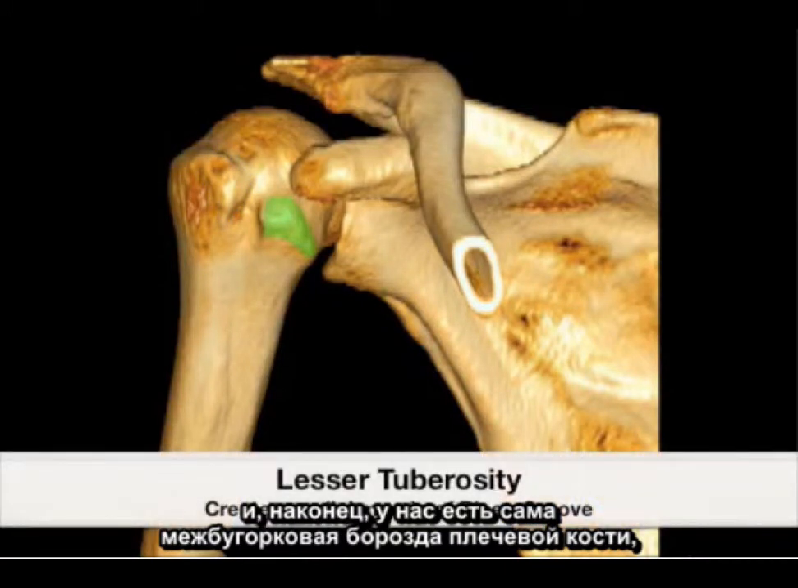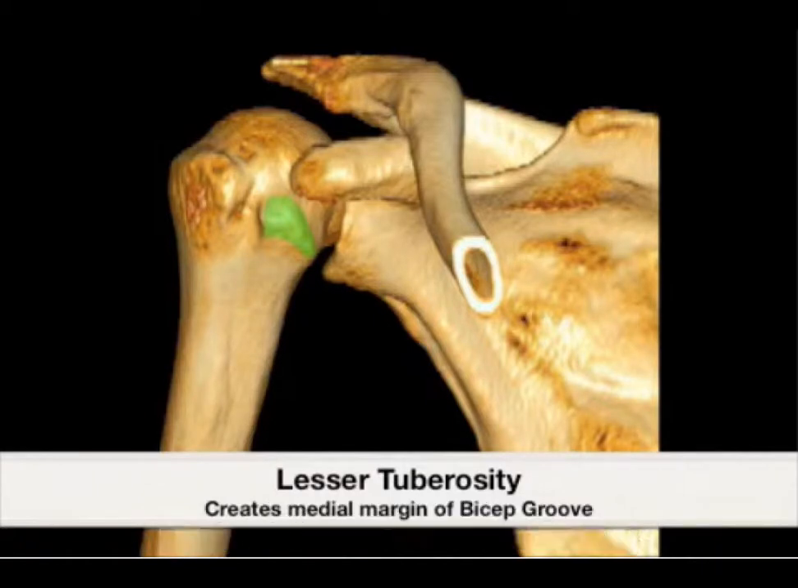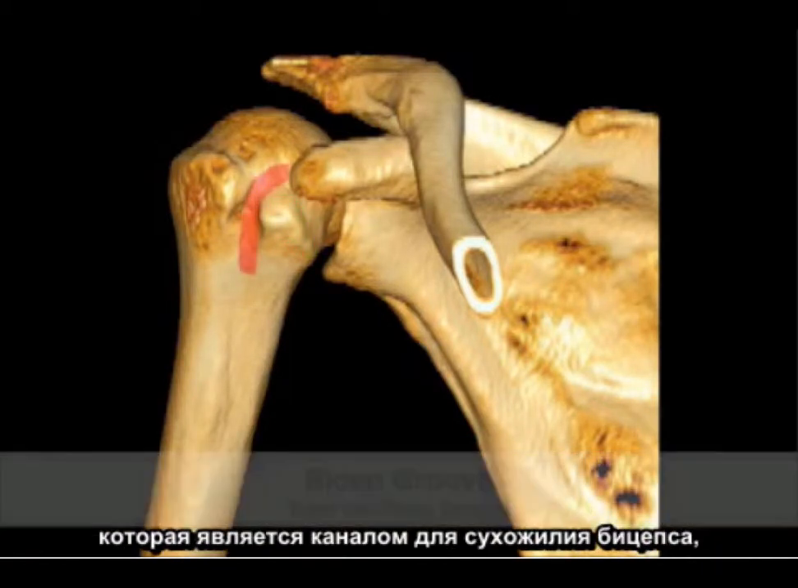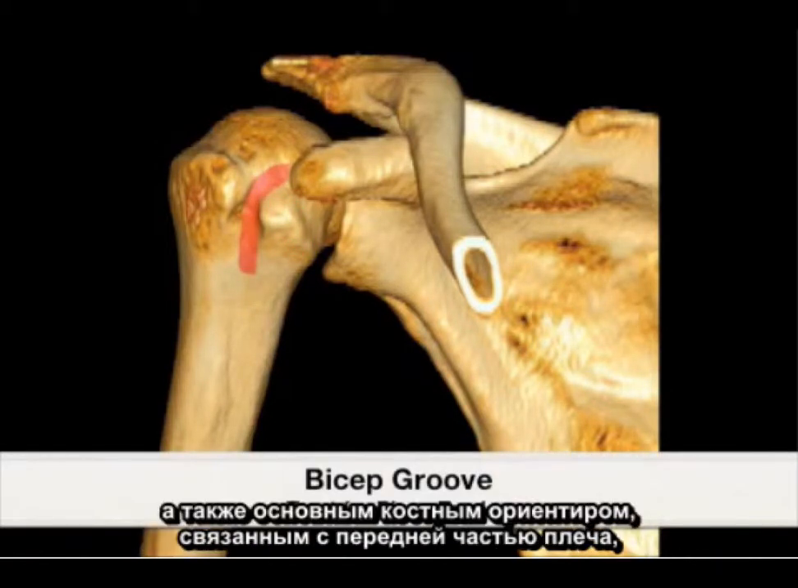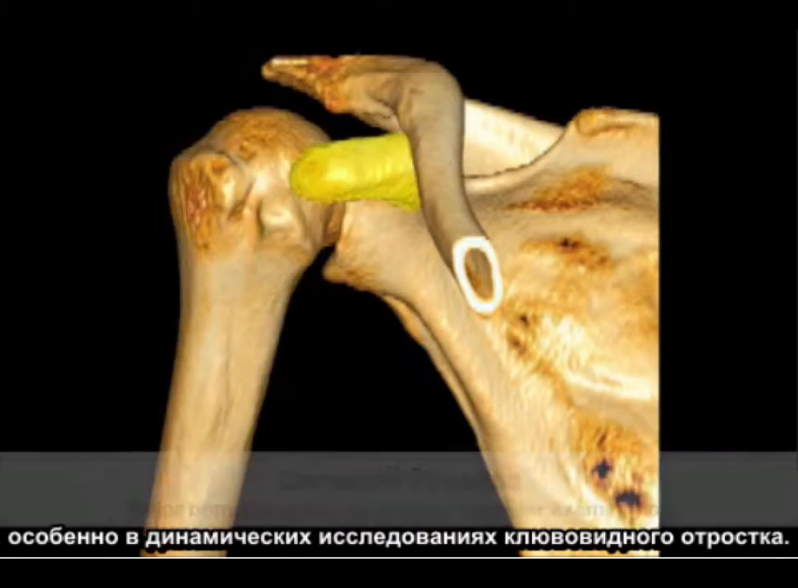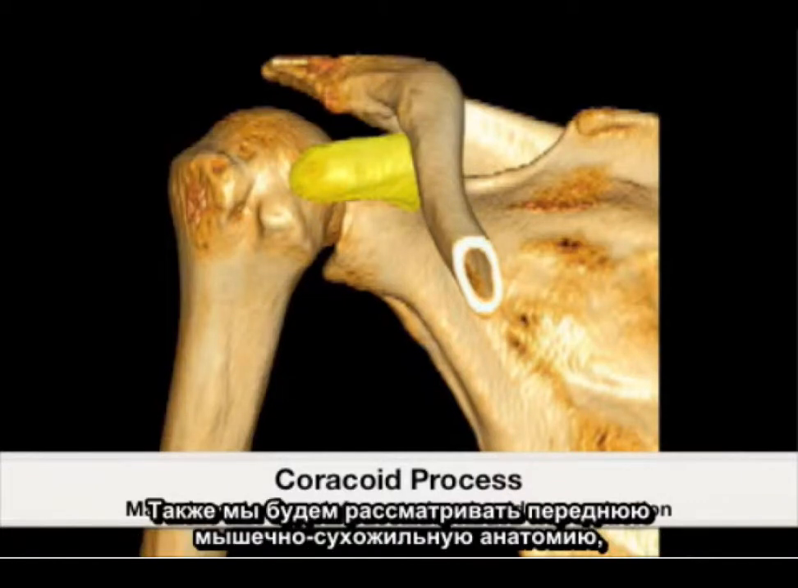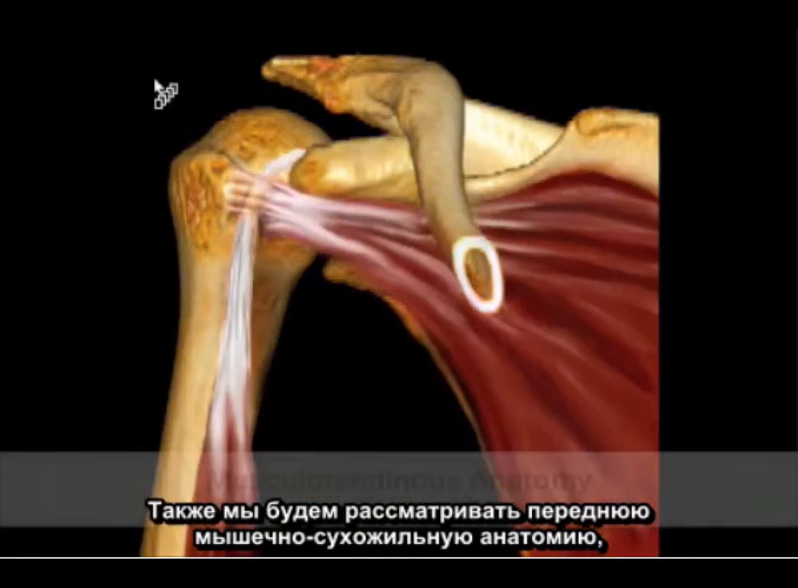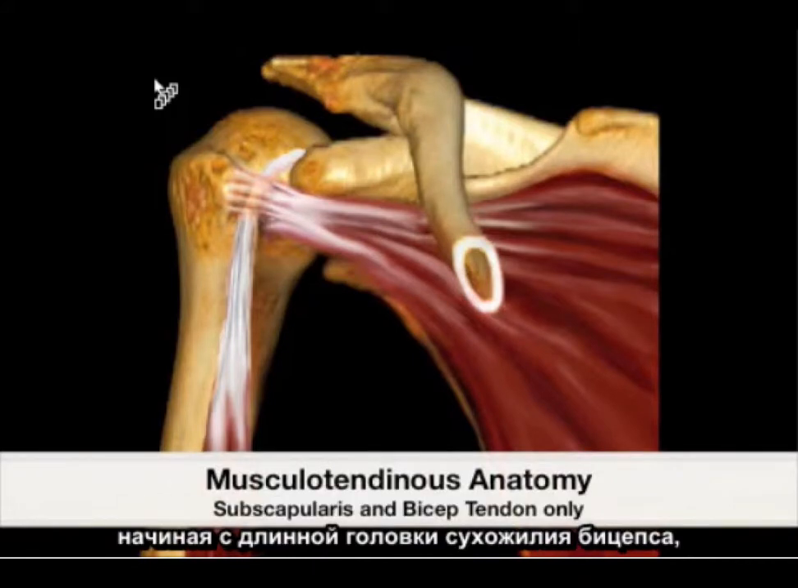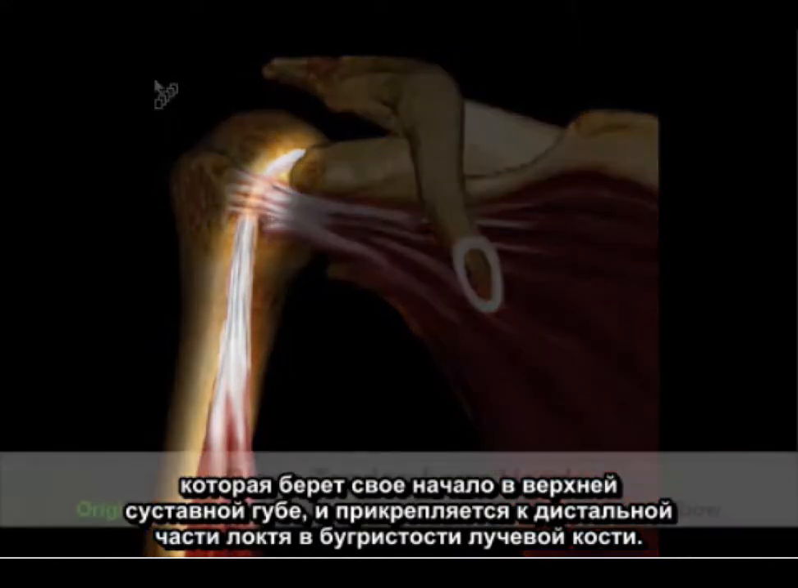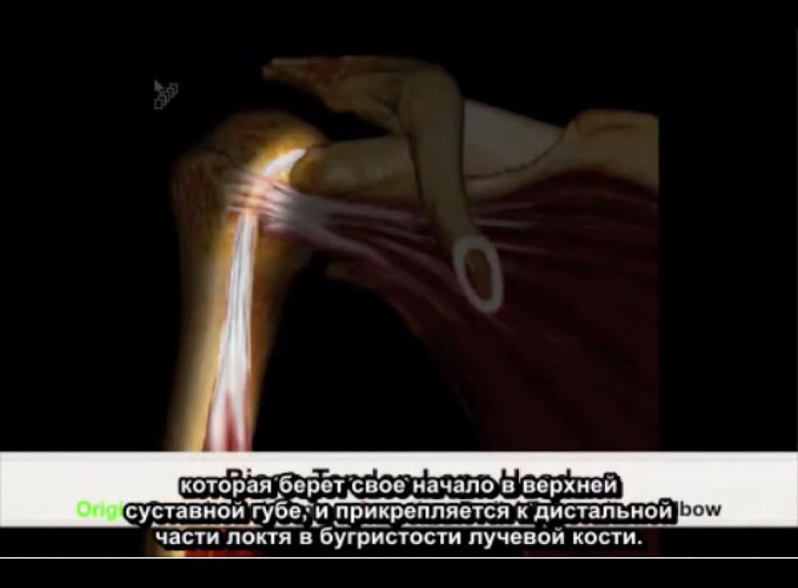And finally, we have the bicipital groove itself, which is a tract for the bicep tendon. Also, a major bony landmark associated with the anterior shoulder, especially in dynamic studies, is the coracoid process. Also, we will be reviewing the anterior musculotendinous anatomy, beginning with the biceps tendon long head, which originates at the superior labrum and inserts at the distal elbow at the radial tuberosity.